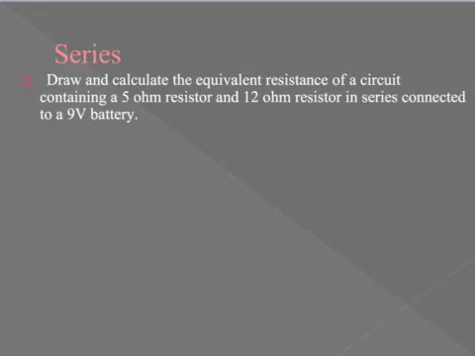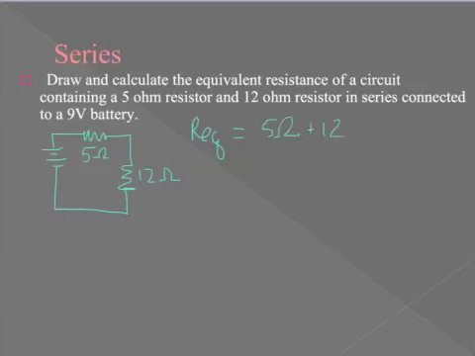So we're going to do that for a practice problem now. We're going to draw and calculate the equivalent resistance of a circuit containing a 5 ohm resistor and a 12 ohm resistor in series connected to a 9 volt battery. So all we need to do is look at our original circuit. We have one resistor, two resistors; one is 5 ohms, the other is 12 ohms. We use our R equivalent equation, which means we just add them up. So our equivalent is just going to be 5 ohms plus 12 ohms, which gives us 17 ohms.